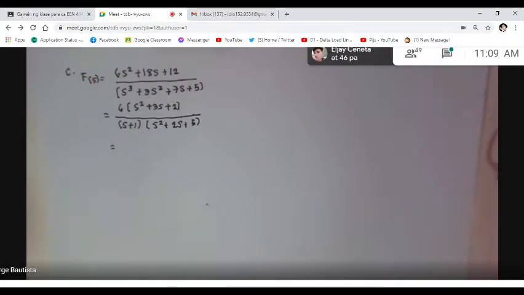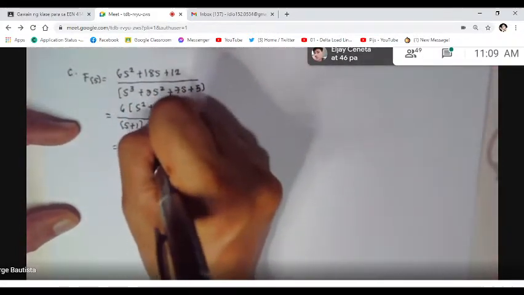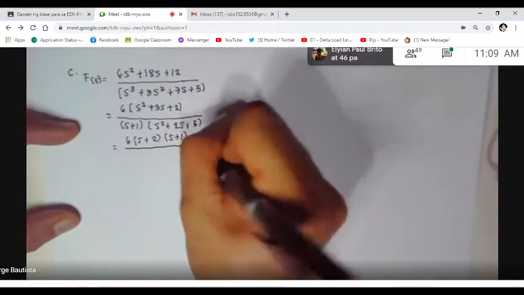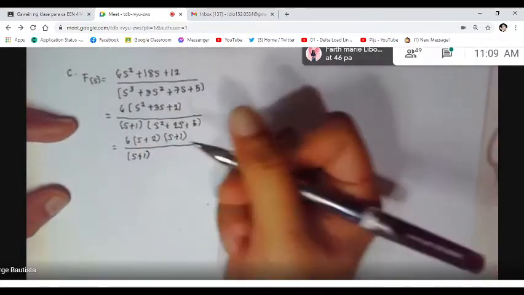Sir, s plus 2, s plus 1 pa po yung sa taas. S plus 2, s plus 1. Plus 1. Okay, so, ayan. Next, dito naman sa ilalim, s plus 1.